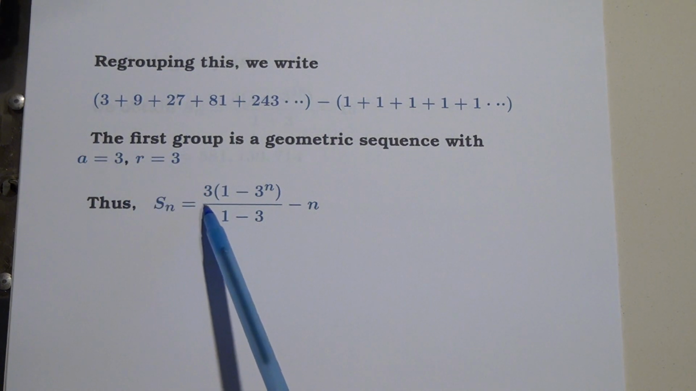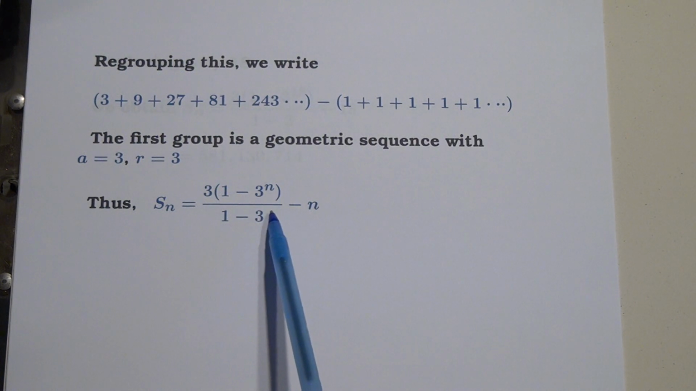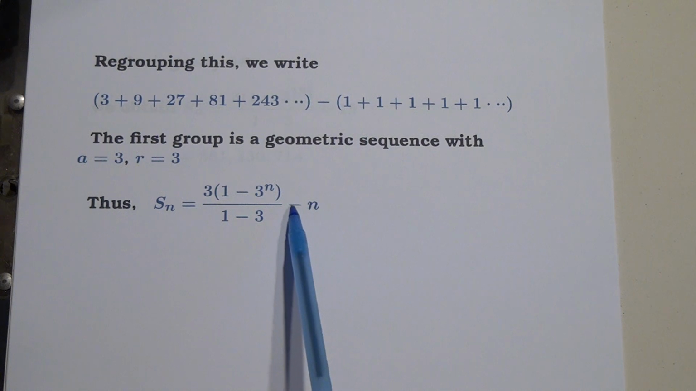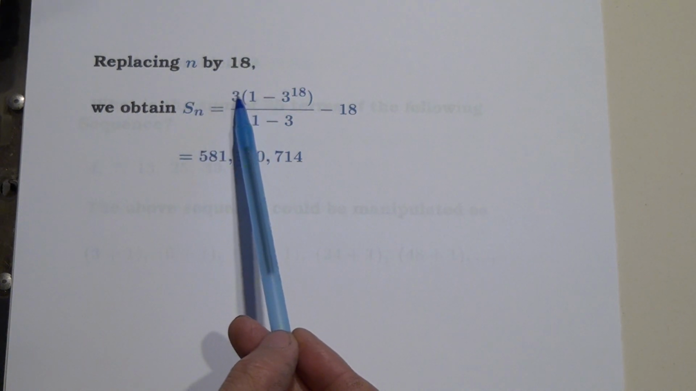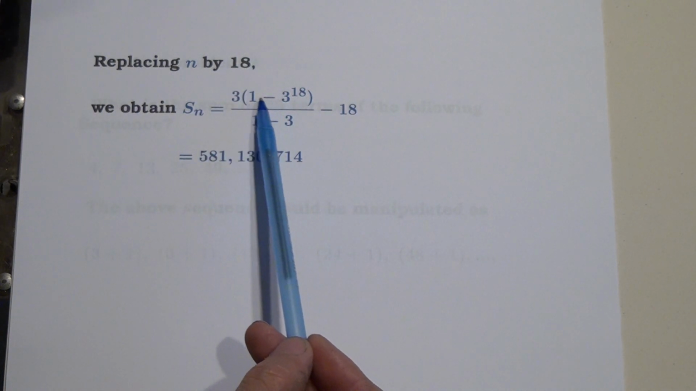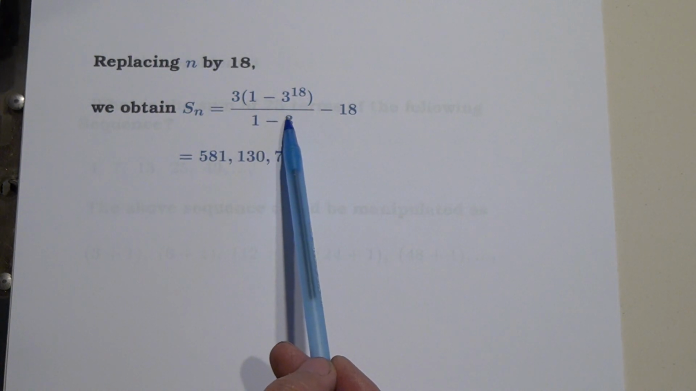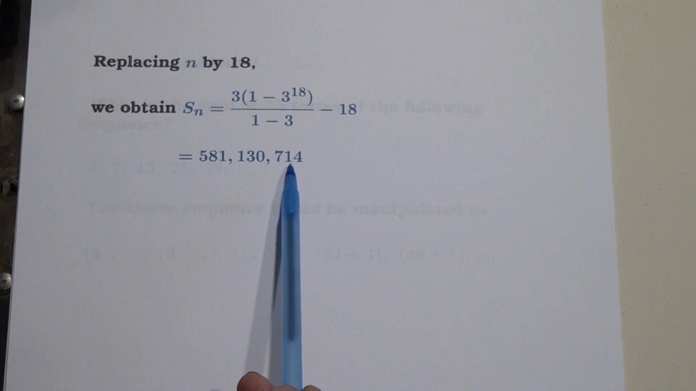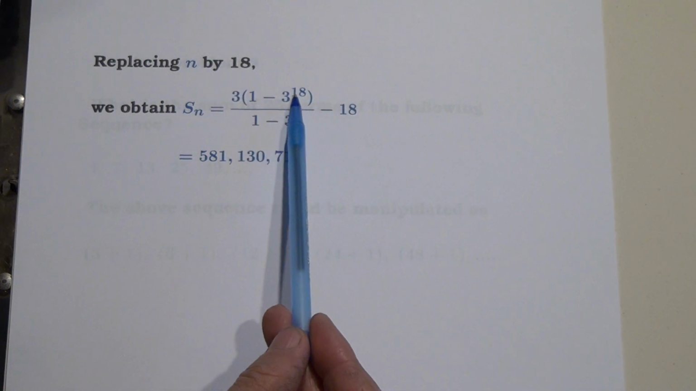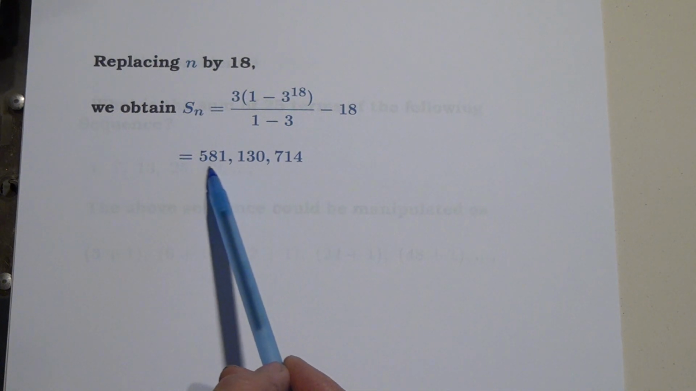So simply, the formula comes out like that: 3 times (1 minus 3 to the n power) divided by 1 minus 3. After that, we just take out n. Now, next step, we just need to replace n by 18. So 3 times (1 minus 3 to the 18 power) divided by 1 minus 3. After that, we just take out 18 over 1, which means 18. Once you get that one, no variables anymore, then we just use a calculator to get the sum.